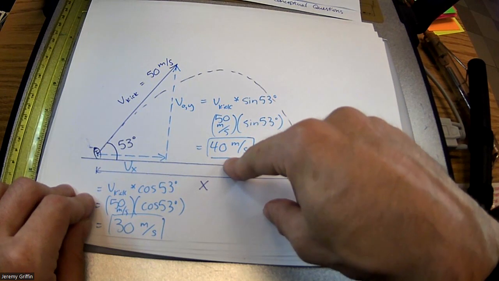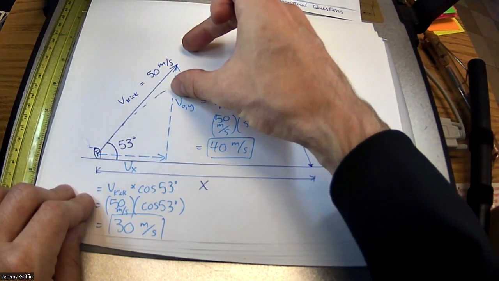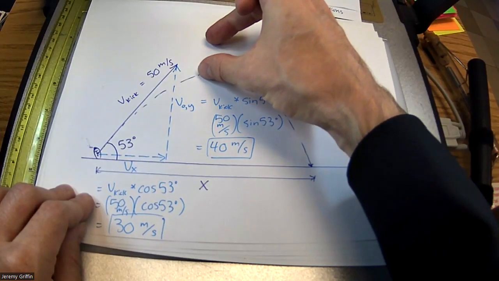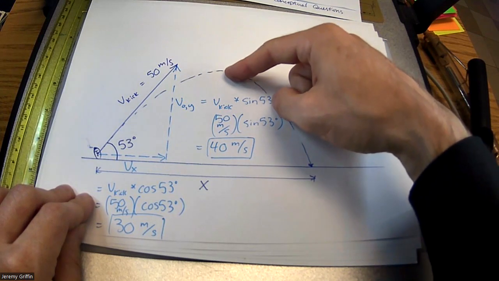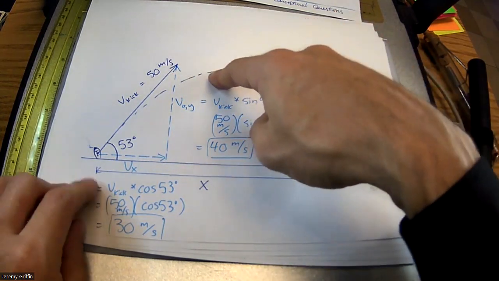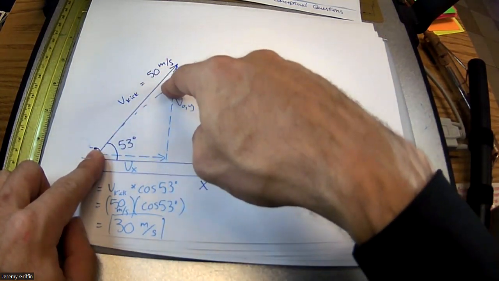40 minus 10 is 30. After another second, you're down to 20. After another second, you're down to 10. After another second, you're down to 0 meters per second. Now it's strictly vertical. Wouldn't that be the peak? So let's say 40, 30, 20, 10, 0.